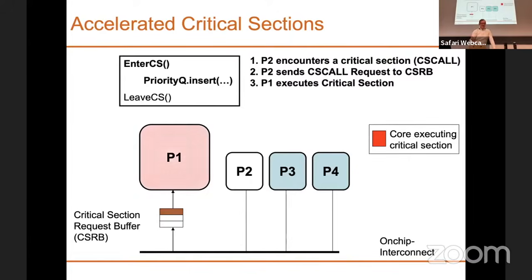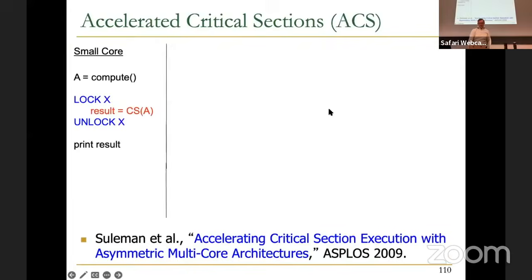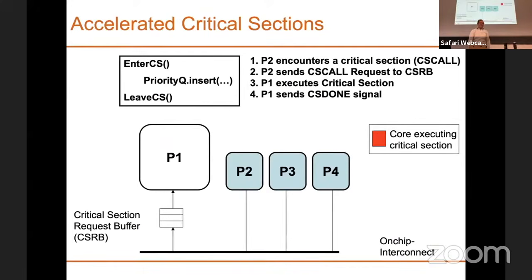And then at some point, processor 1 schedules that over here. It could be a FIFO queue. We're going to change that queue later on. In this particular incarnation, it's a FIFO queue. And processor 1 executes the critical section. And once it's done, it sends the critical section done signal. And processor 2 can continue. Hopefully that makes sense, right?